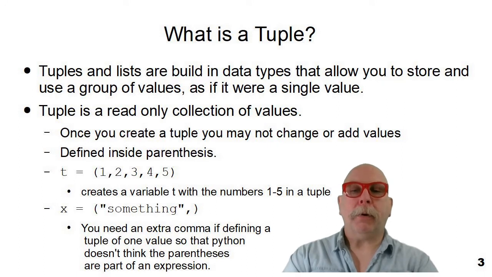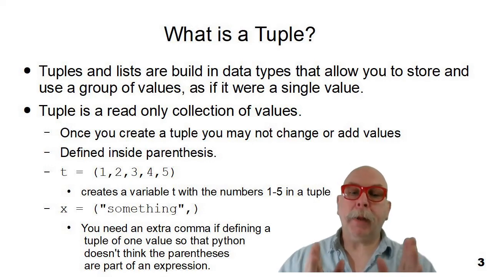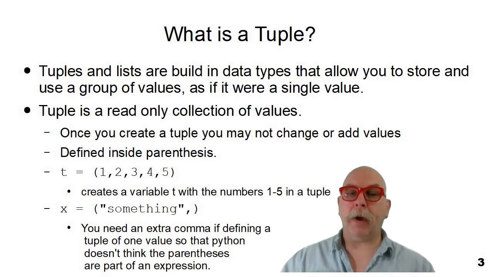So what is a tuple? Well, let's talk about what a tuple and a list are. They're a data type within Python that lets us store multiple items together in a single variable or a single structure. It allows us to deal with them as a single chunk, even though it's lots of different values. A tuple is a read-only collection of values. So once you create a tuple in your program, you can't change it. But a tuple is pretty handy to have sometimes.